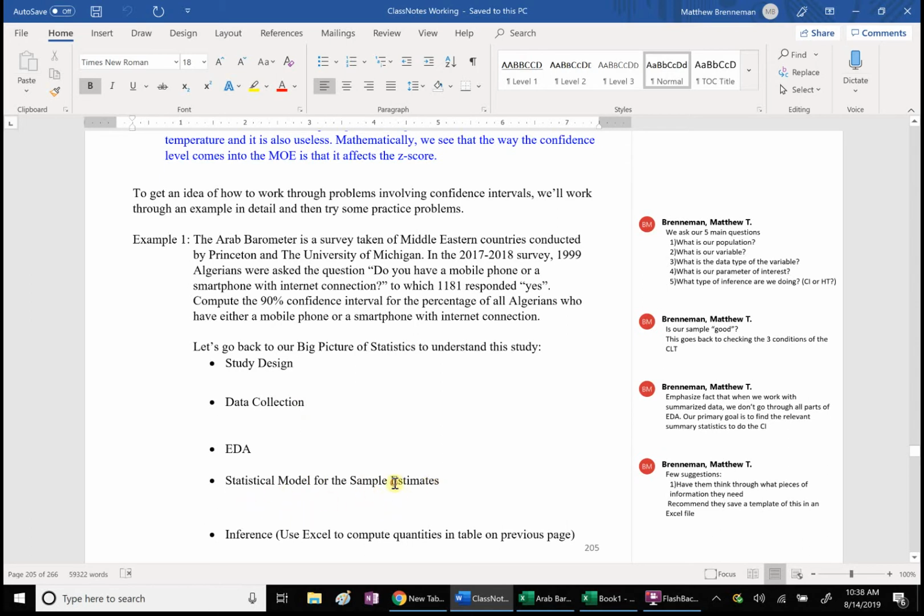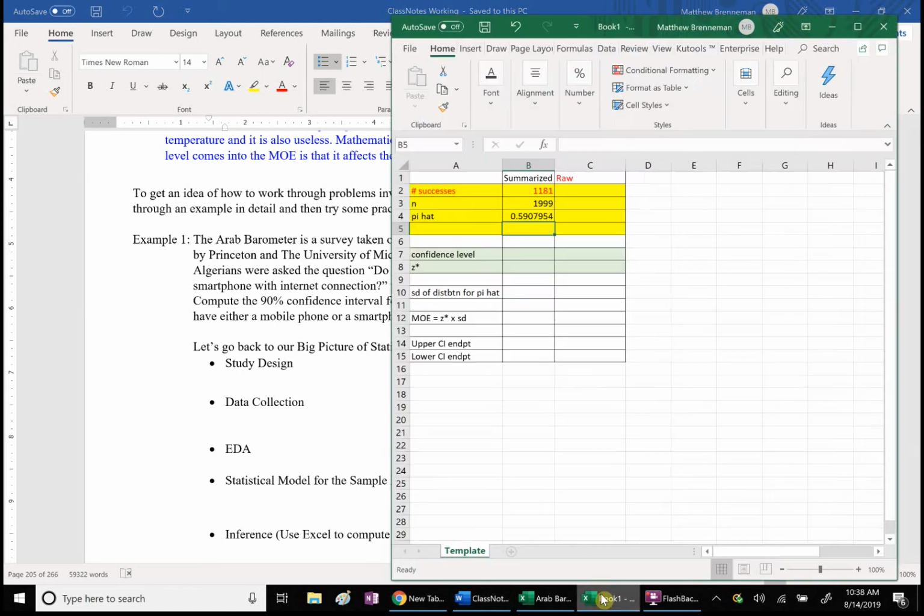Okay, statistical model, we know that it's going to be a normal distribution. It's centered about whatever the population parameter is, which we don't know. And now we're going to estimate the standard deviation of the distribution of the sample estimates. So we're looking basically at the sampling distribution. So remember what this formula was. So this is going to be equal to the square root of, we got to be a little careful. So it's the sample proportion times 1 minus the sample proportion divided by the sample size.